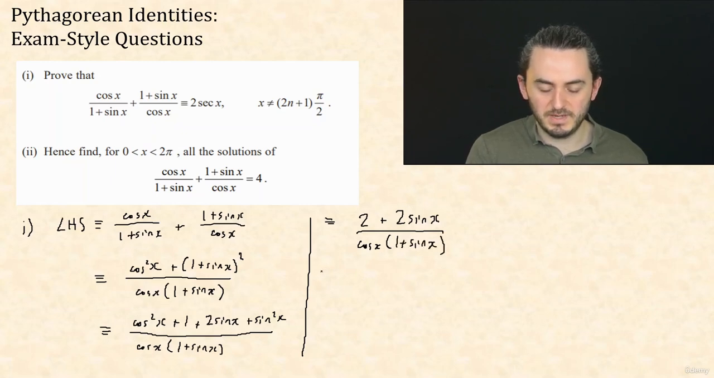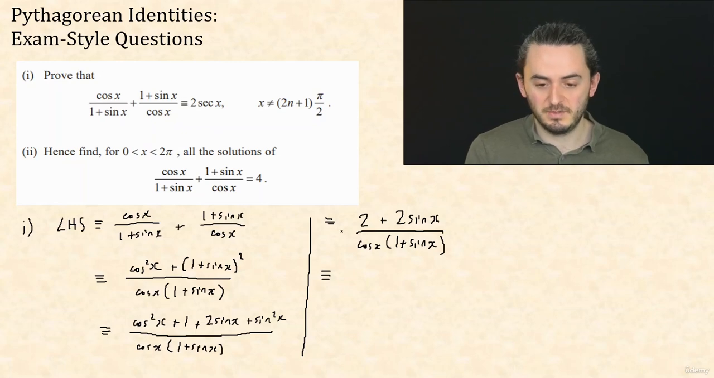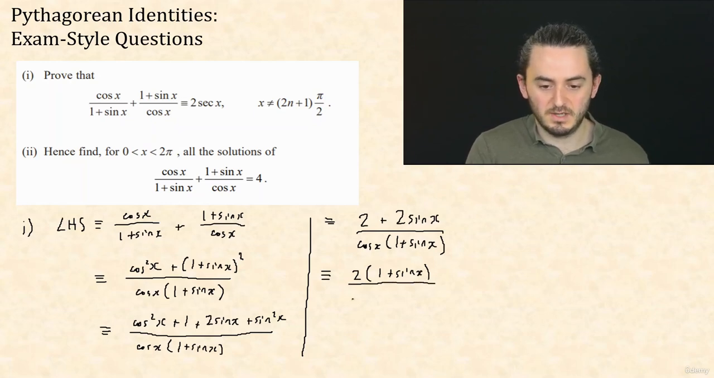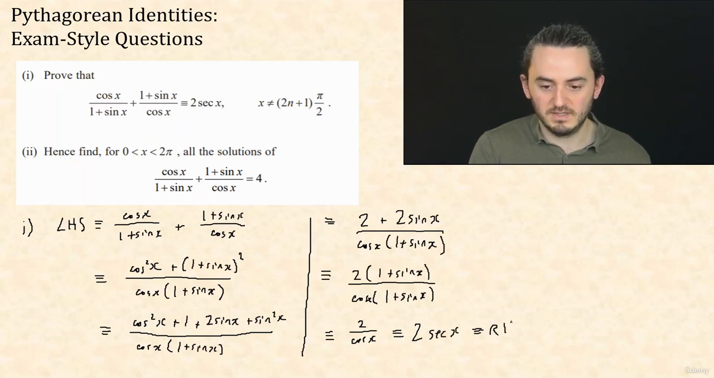Now, maybe you spot it and maybe you don't, but the top factorises. To help along with that, I know I'm aiming for 2 sec x, which is just 2 over cos x. So I'm happy with my cos x on the denominator, but I'm hoping that something cancels with this. That can be the thing that prompts you to think, I wonder if factorising the top will help. And yes, it does, because look, we get 1 plus sin x on the numerator, and that's the bit that's going to cancel with the 1 plus sin x on the denominator. That leaves me simply with 2 over cos x, and that is 2 sec x, and that is the right hand side.